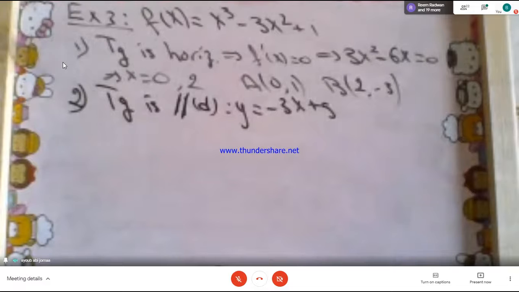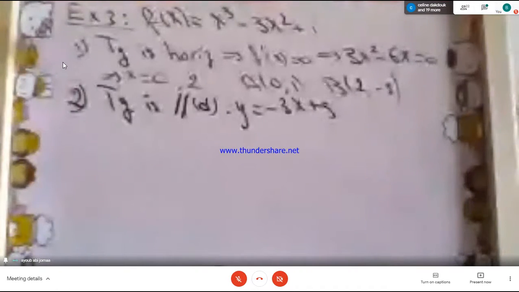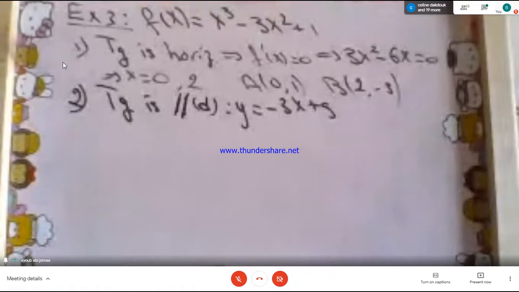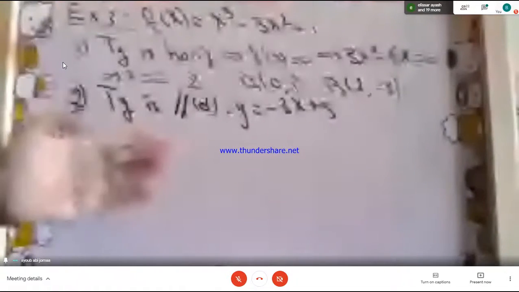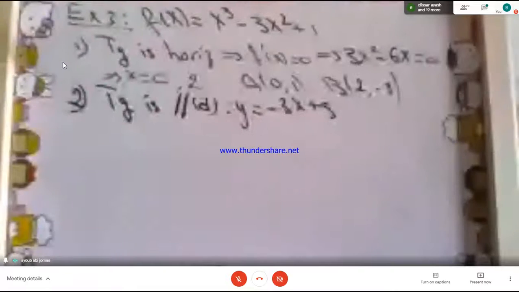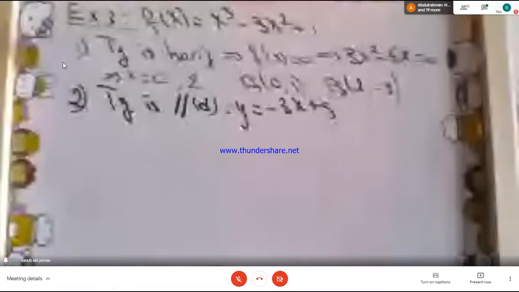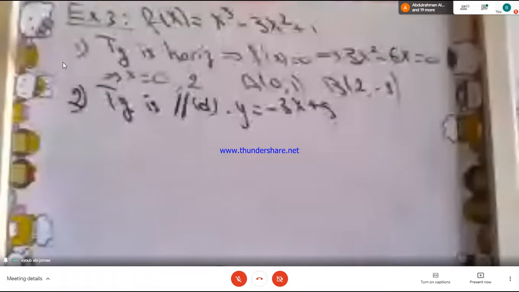What can we deduce now? What can we say about the slopes of parallel lines? Negative 3x plus 5 is not horizontal.